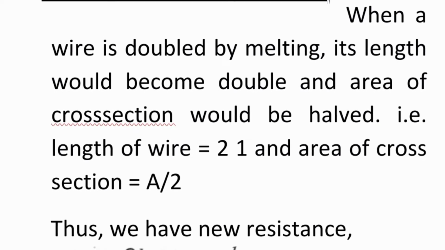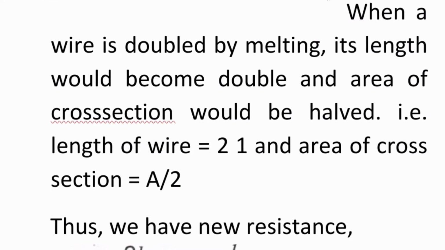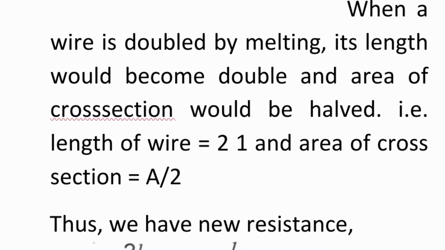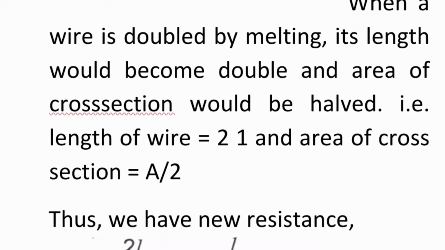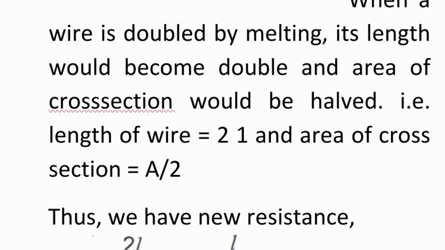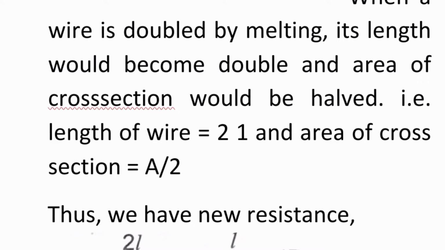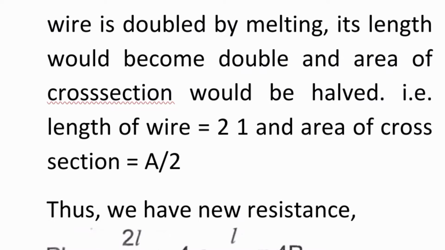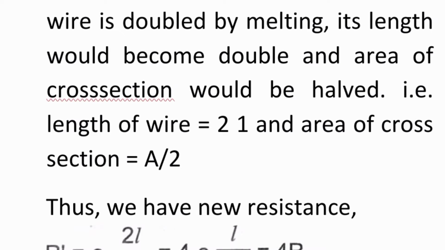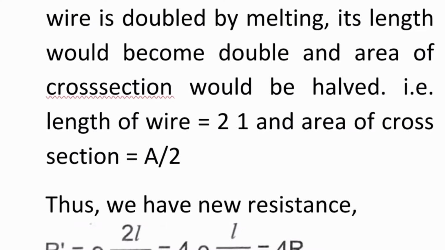Suppose we are melting the wire, then what will happen to the length? The length will be doubled. So what will be the new length? That will be 2L, right? Then what about the area of cross section? What will happen to the area if the length is doubled? Means the area will be decreased, right? So that will be A by 2, half of the original.